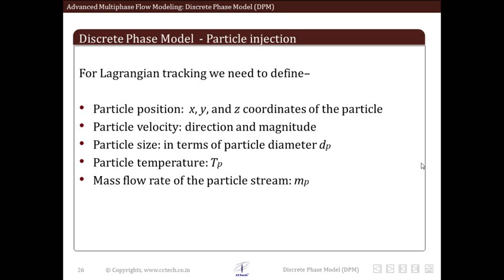In reality, when there is injection of particles or discrete phase, it is usually in the form of grouped streams of particles rather than individual particles. So in order to define such streams, we have to define the mass flow rate of the particle stream. For transient cases or unsteady problems, we also have to define particle start time and stop time. That is, when the particles start entering into the domain and when or where they stop.